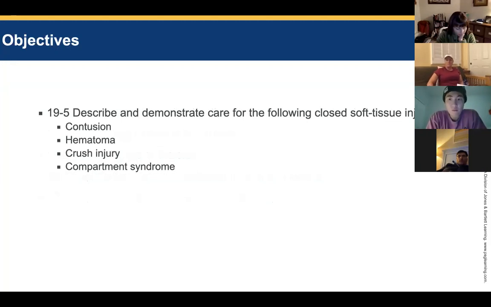I got to move this, and I don't know where my cursor's at. Sorry. Compartment syndrome. Soft tissues. Okay. Sorry, trying to get organized still. So here we go. Objectives. You describe and demonstrate care: contusions, hematoma, crush injuries, compartment syndrome.